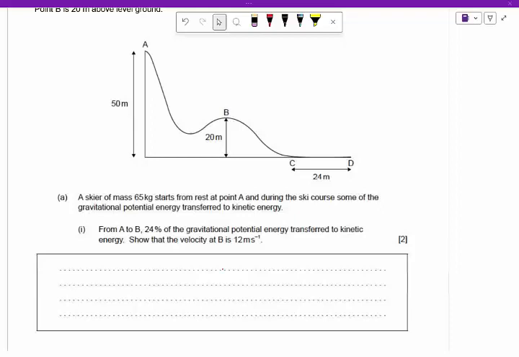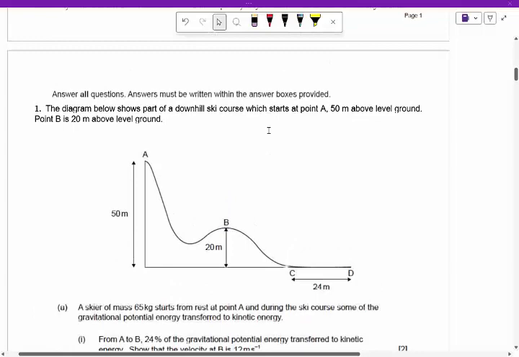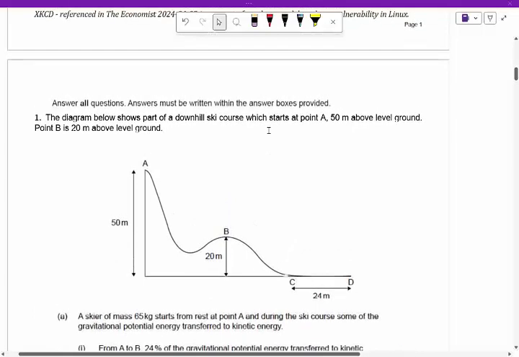Alright, so in this video I'm going to be going over question 1 from the April exam. We have a diagram that shows part of a downhill ski course which starts at point A, 50 meters above level ground, and point B is 20 meters above level ground.